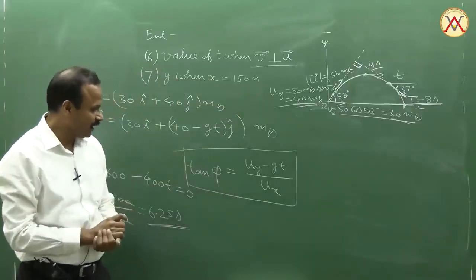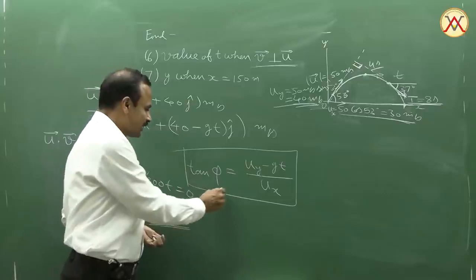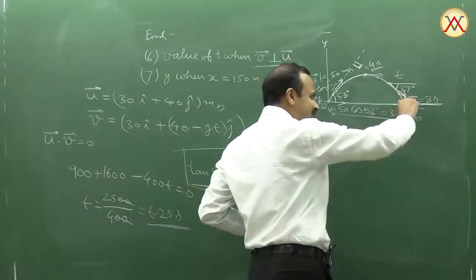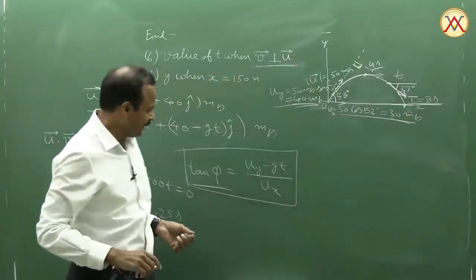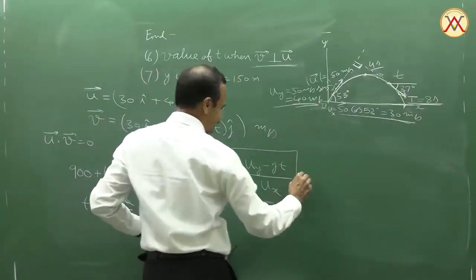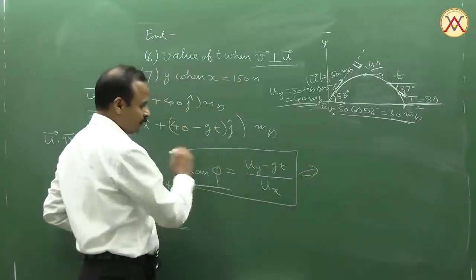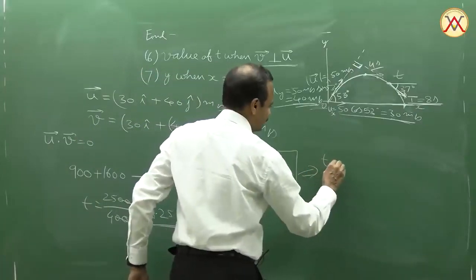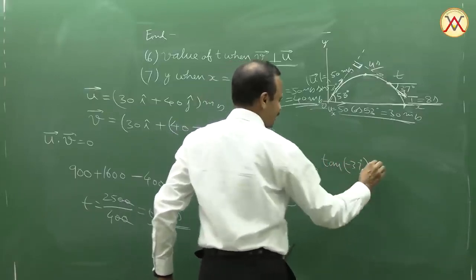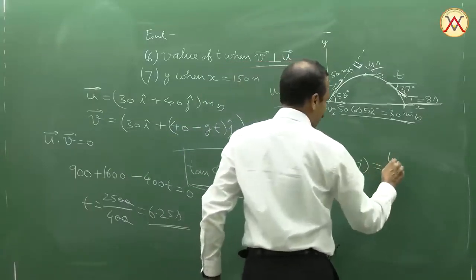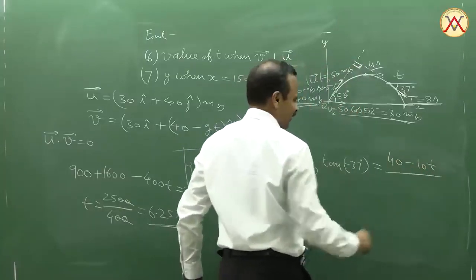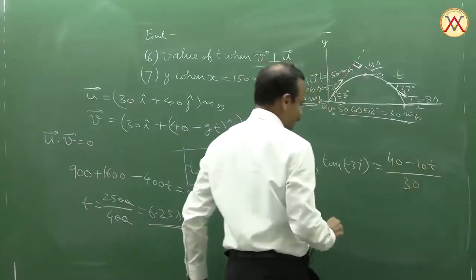So it can be done using this result also, the angle phi made by the velocity vector with the horizontal. How much do we want the value of phi to be? We want the value of phi to be minus 37 because it is pointing downwards. So what I can do is put phi equal to minus 37 degrees here. So tan of minus 37 degrees gives you uy, which is 40 minus 10t, divided by ux, which is 30.